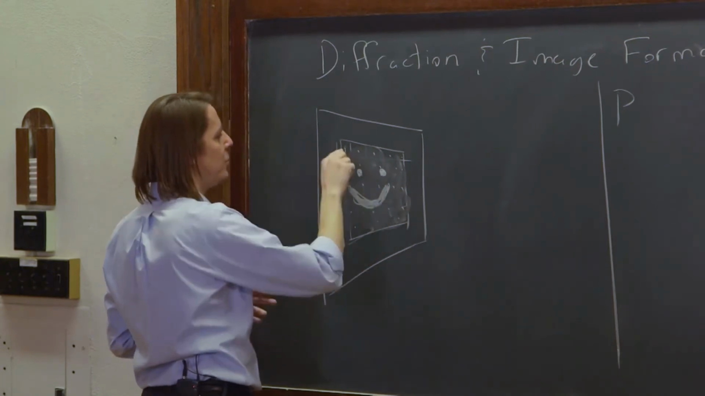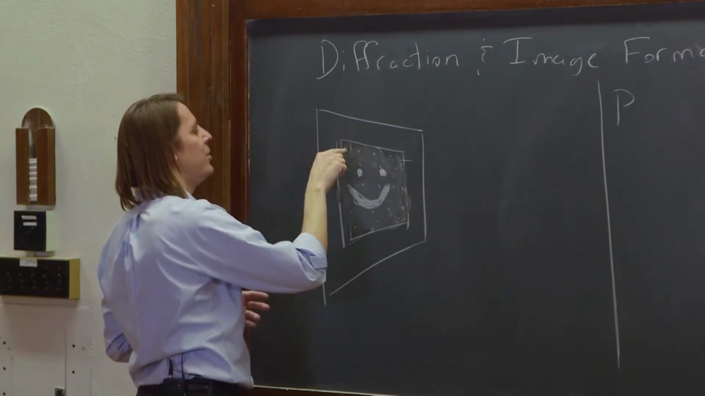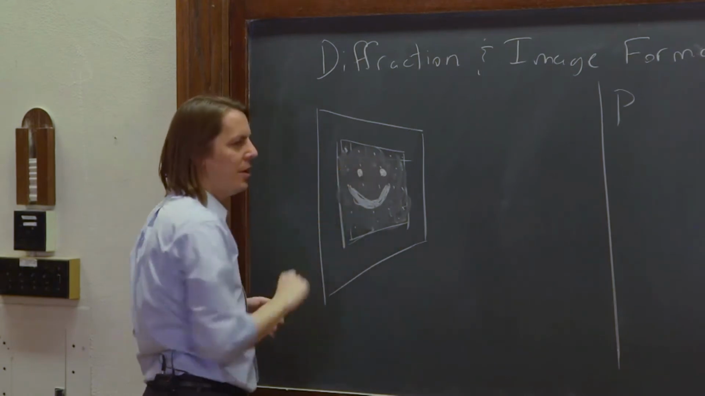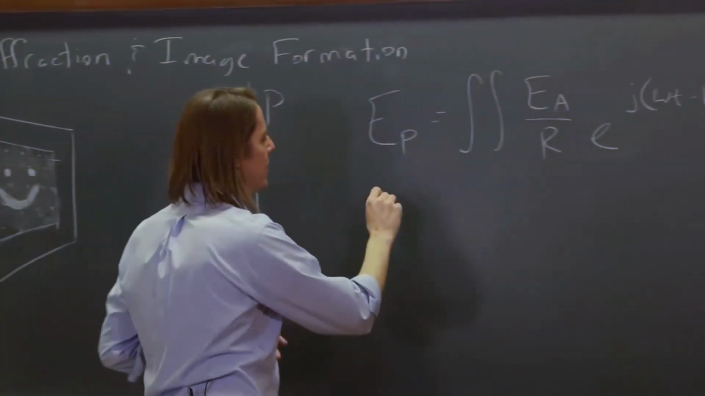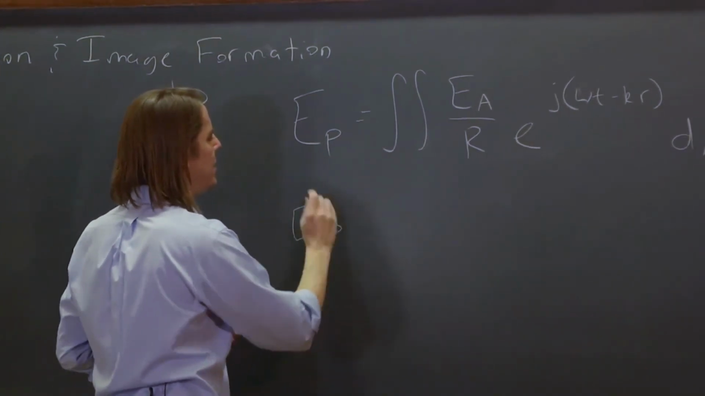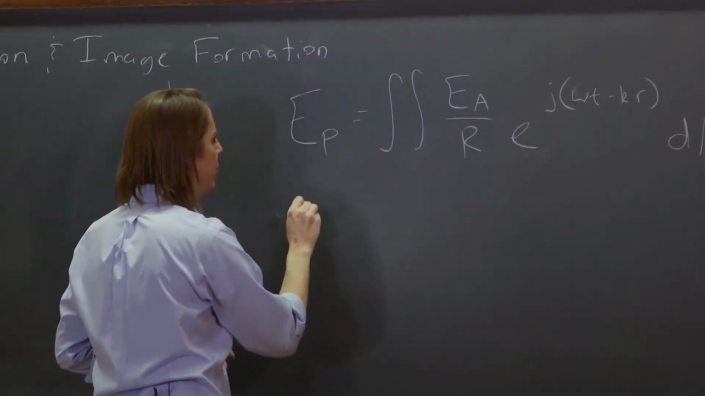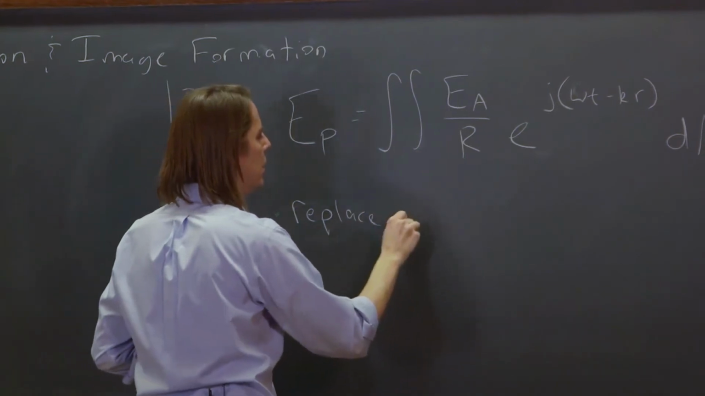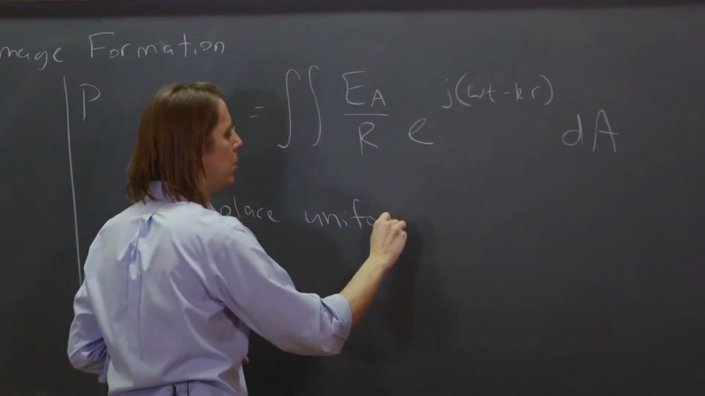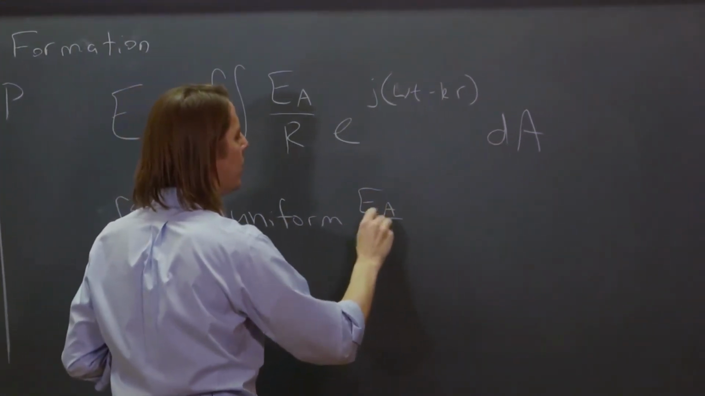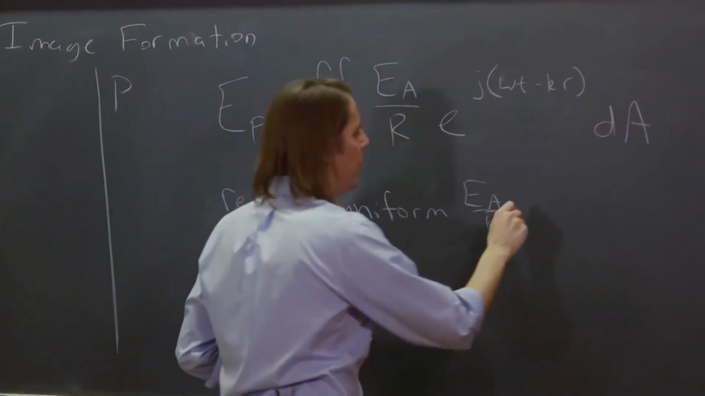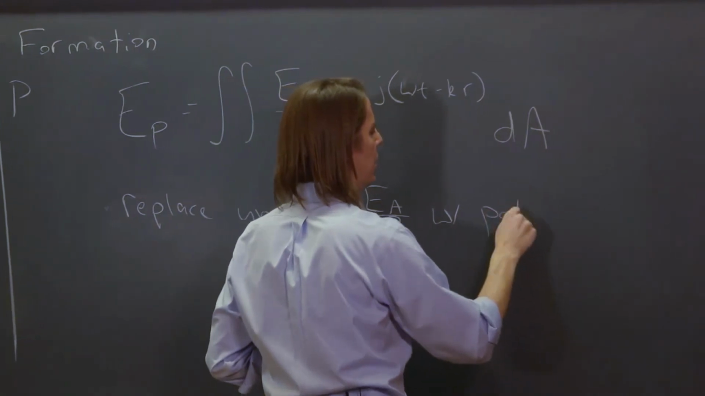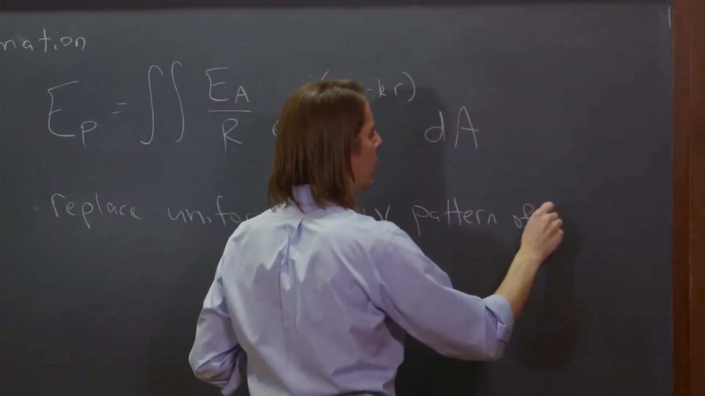So the Huygens wavelet up here, where there's nothing, where it's transparent, is strong. The one right under the eye is low. So basically what you do for E at P is replace the uniform EA over R, which says all of them have the same field amplitude, with the pattern of the object.